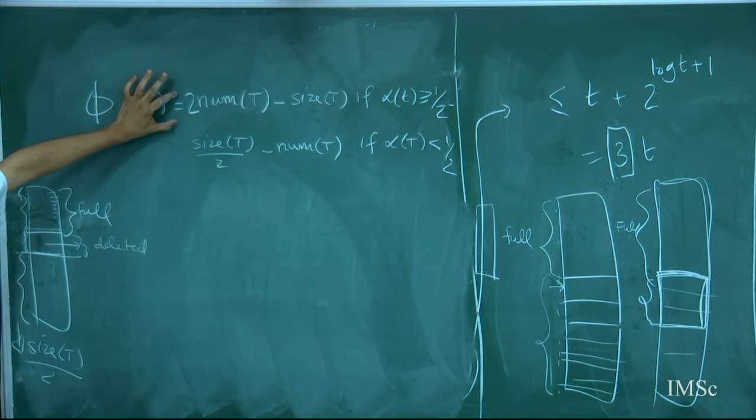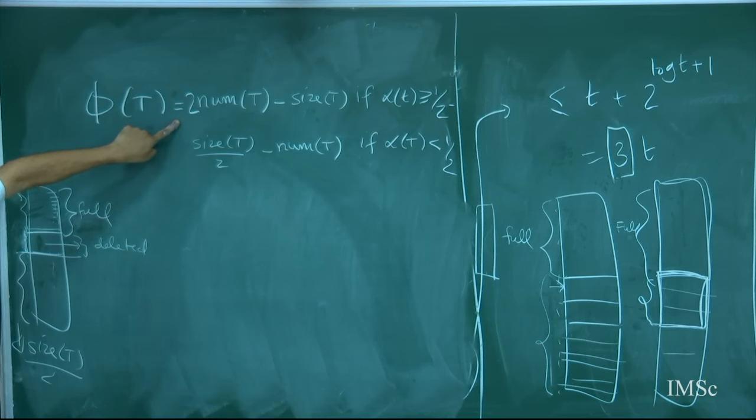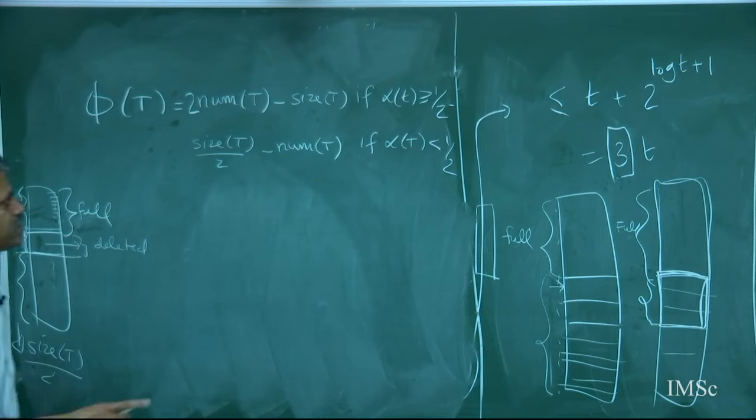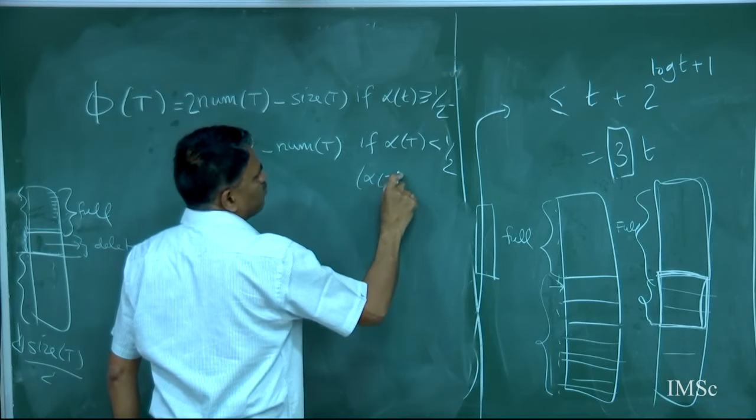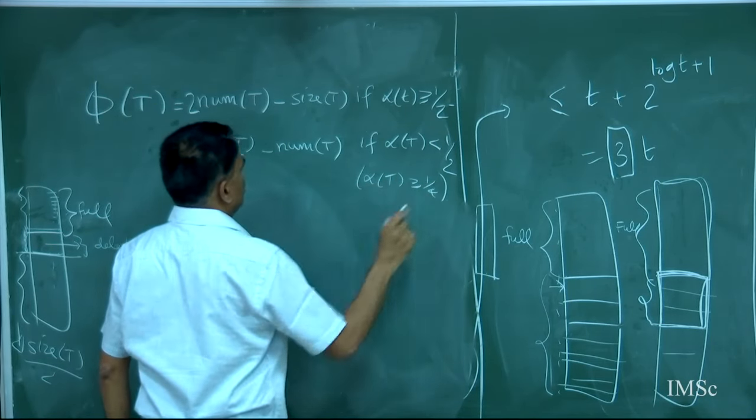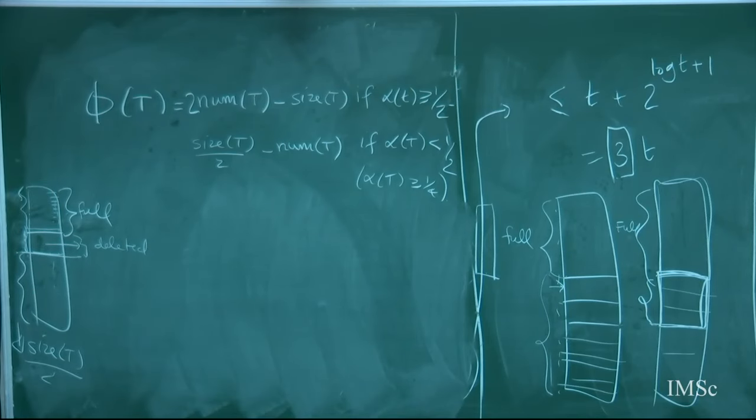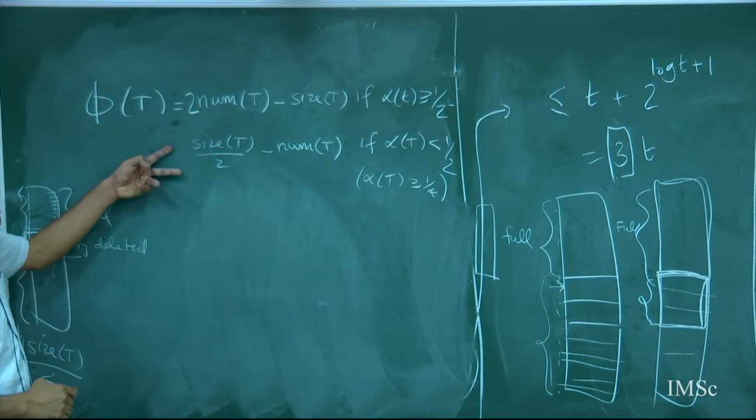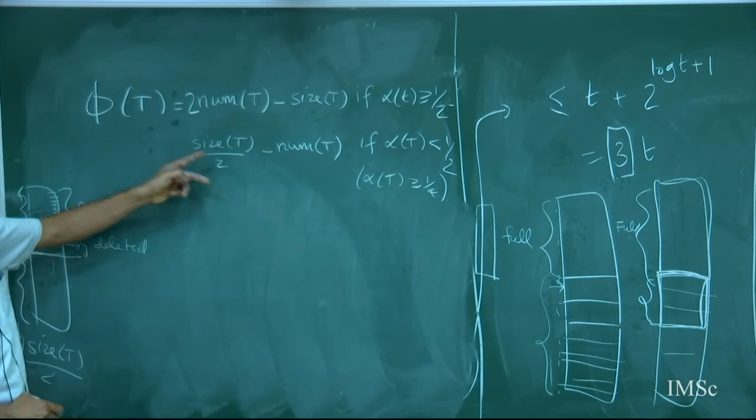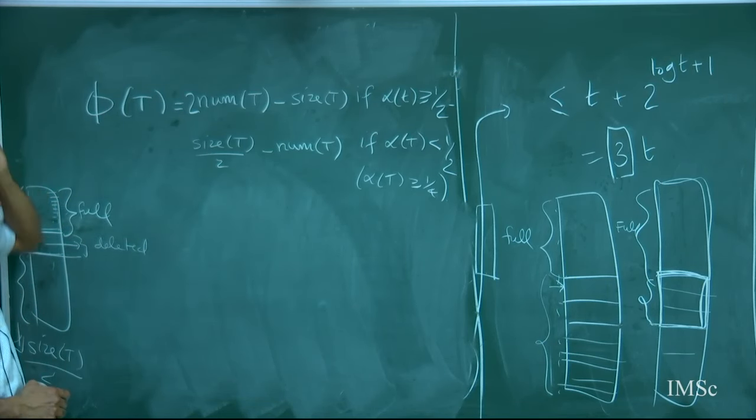This we already have seen. The load factor we always maintain greater than or equal to half. We know that the number of elements is at least half the size in this case. What about here? Again, we make sure that alpha t is greater than or equal to 1/4. This is always so that the size of the table is at least 2 times the number of elements. Is that clear?